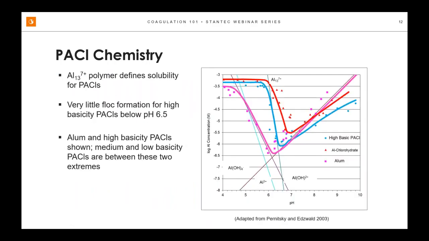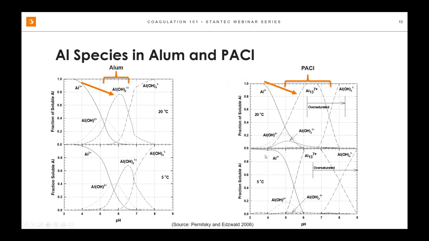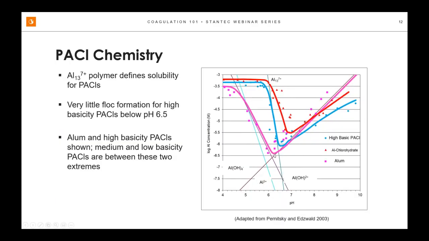So this is that same solubility diagram, just this time with some color. This bright purple is the alum solubility, and this is at 20 degrees. So this shows again 6.2 for alum. Alum is very insoluble, and its minimum solubility is there. This is some experimental data from some high basicity polyaluminum chlorides and then this very high basicity aluminum chlorohydrate. And you can see that these are the theoretical lines for the different species.